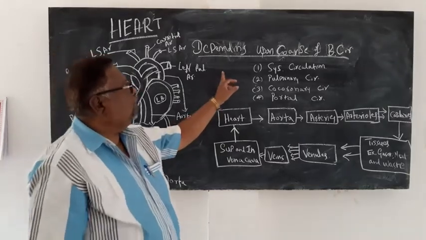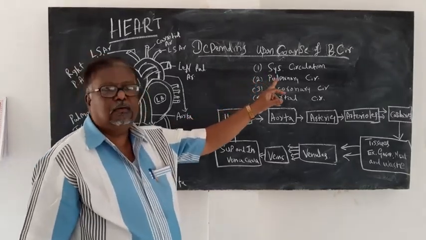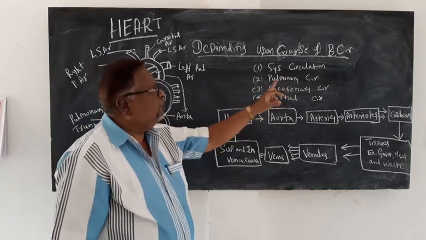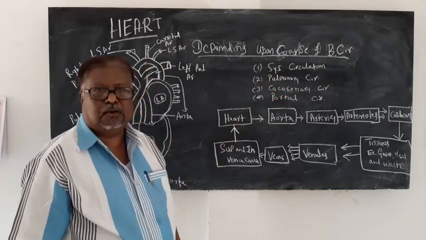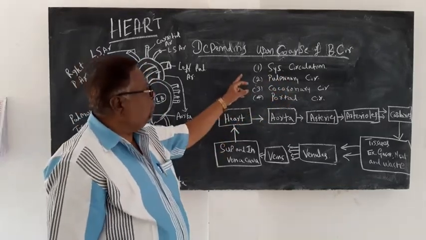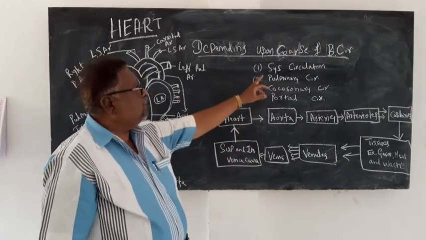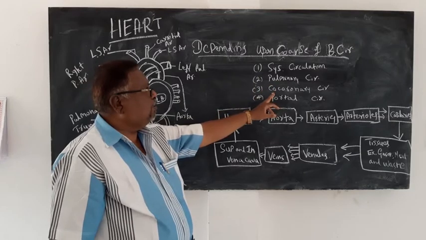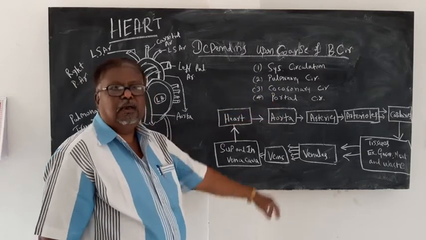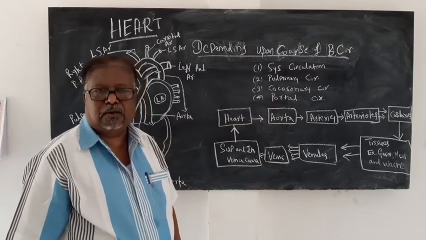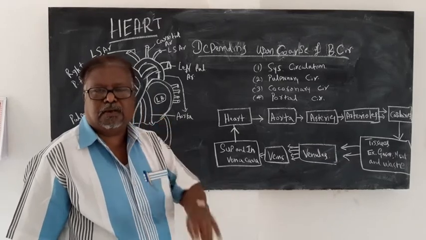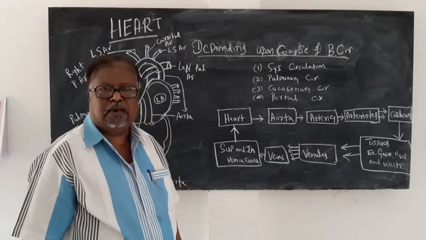Now, depending on the course of the blood flow or blood circulation, there are four types of circulation in our body: the systemic circulation, pulmonary circulation, coronary circulation and the portal circulation. So four types of circulations are present in the human body.